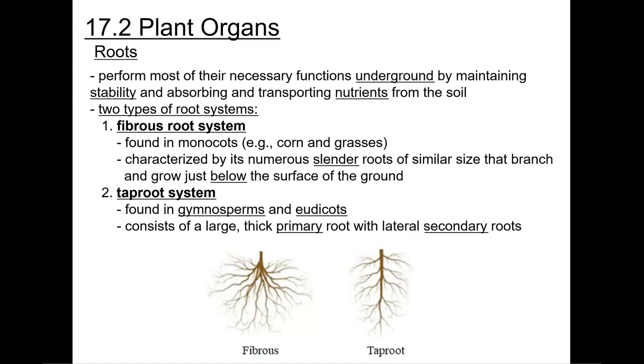Taproots, however, are going to be found in gymnosperms and eudicots. These are going to consist of a large, thick primary root with lateral secondary roots. So you see that main root that's going to come down through the center, that's referred to as your taproot, and then you'll have smaller roots coming out from that main taproot.